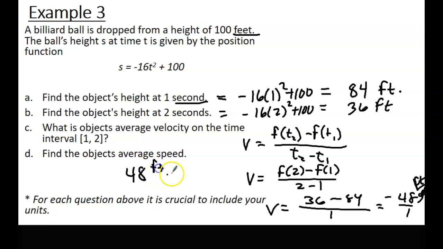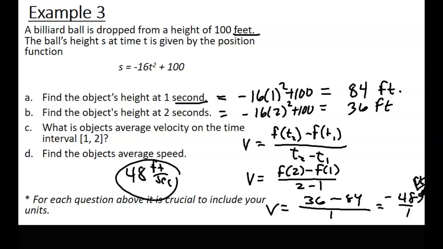Positive 48. So, the answer to C is negative 48 feet per second, and that means the object is going which way? Down. In this case, down. It could mean left, but in this case it means down, because we're going on a vertical axis here. And the speed is just 48. We don't care about direction with speed. It's just a number. Okay, so there's that.